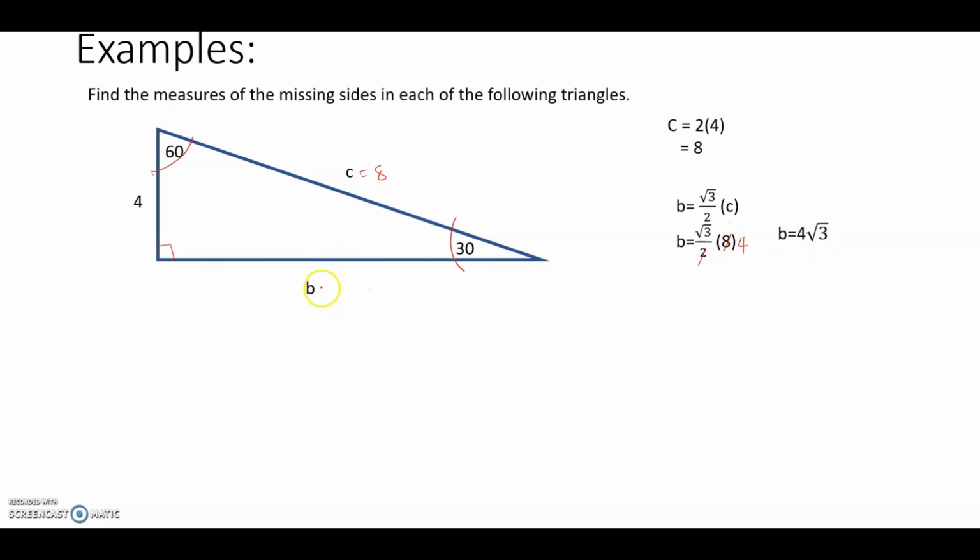So the answer here is 4 square root of 3, which is accurate, since we know that the opposite of 60 is square root of 3 times the length of this side. So that is for the 30-60-90. Then for the 45-45-90 right triangle, if you are given the legs like this one, you have 8 and 8, then the hypotenuse will be 8 square root of 2. You just multiply the given legs by square root of 2.